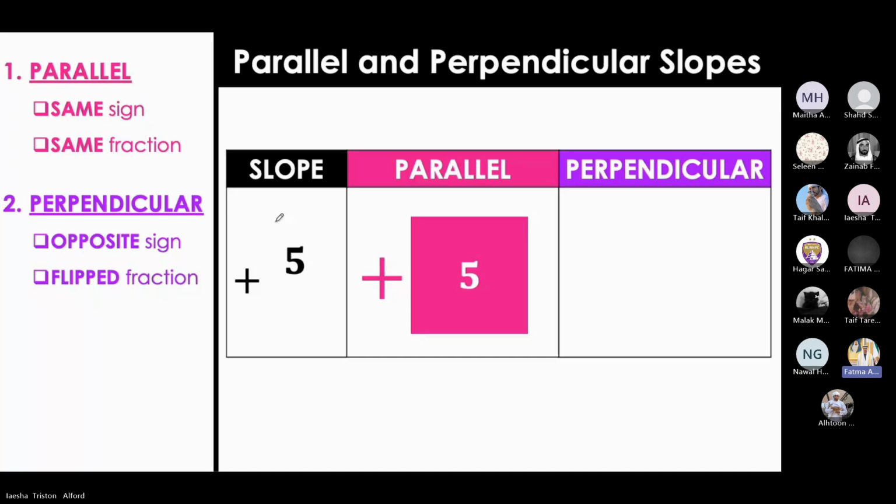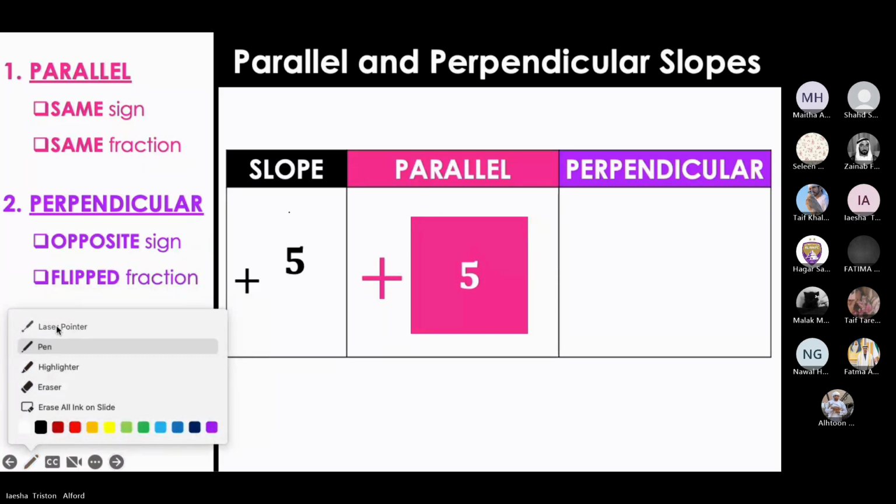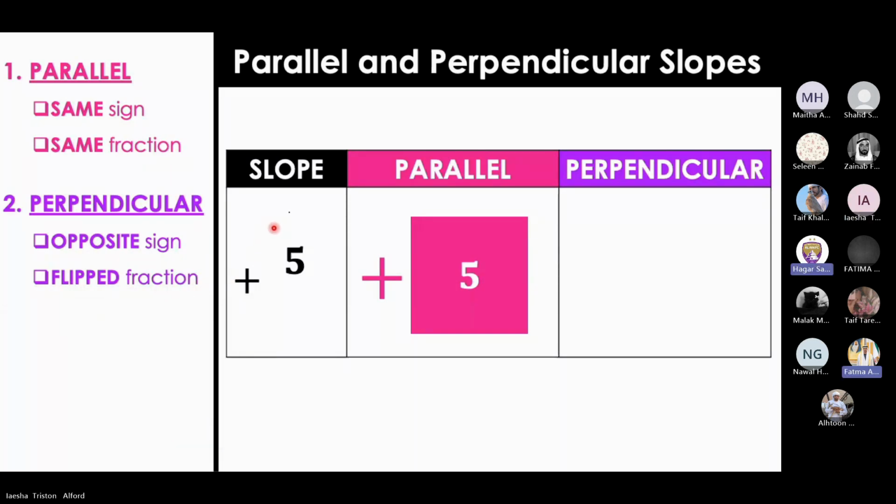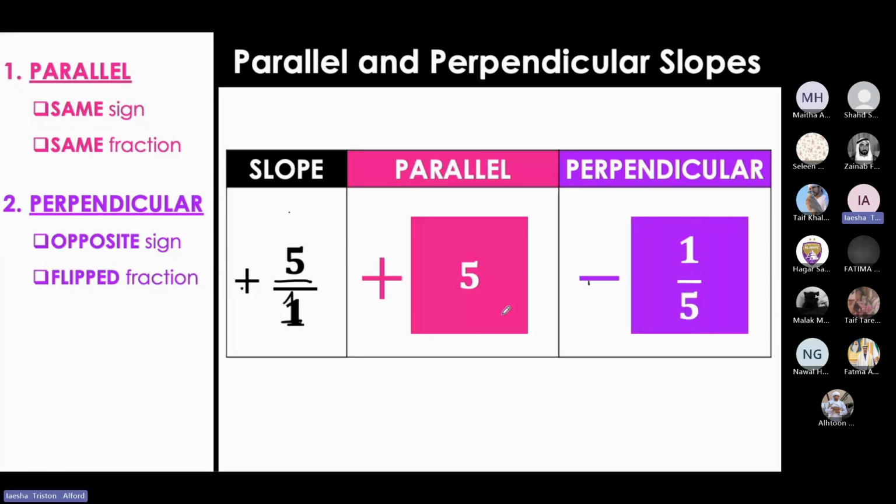First, this one in the black box, I want to make it a fraction. We want to make it positive 5/1. Sorry, I guess I didn't put it in the slide. So it should be positive 5/1. Perpendicular is opposite sign. So this one is positive, perpendicular should be negative. Flip the fraction. What should be in the box? Negative 1/5.